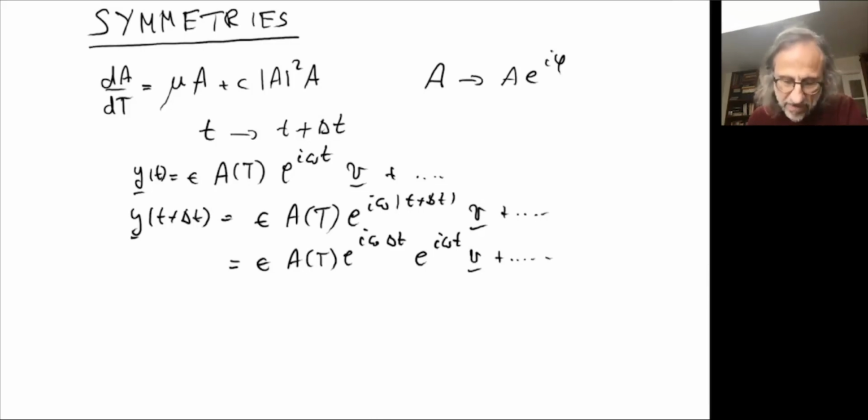And you see what happens when you make a shift in the fast time. You pick up this factor e^{iωδt}, which is a phase factor for the amplitude A. And so that's where this invariance comes from. And it all rests upon the slow time actually not being shifted in this process, because we really are assuming that t and capital T are independent of each other.